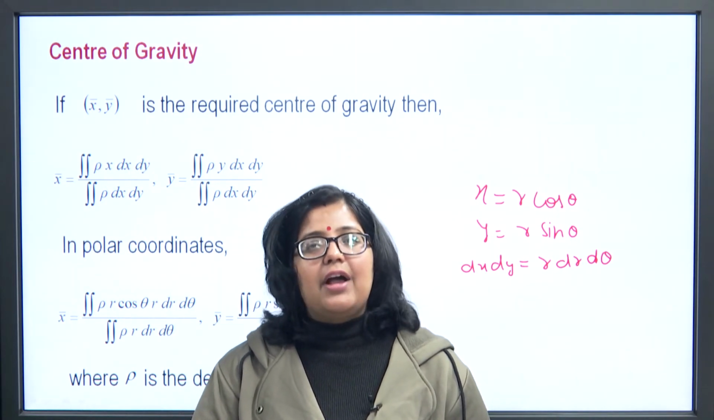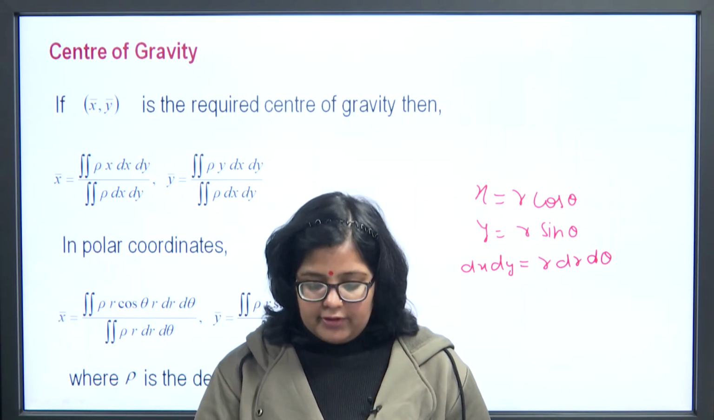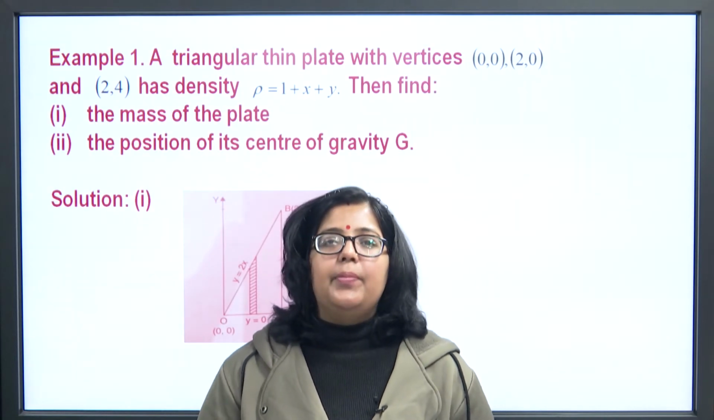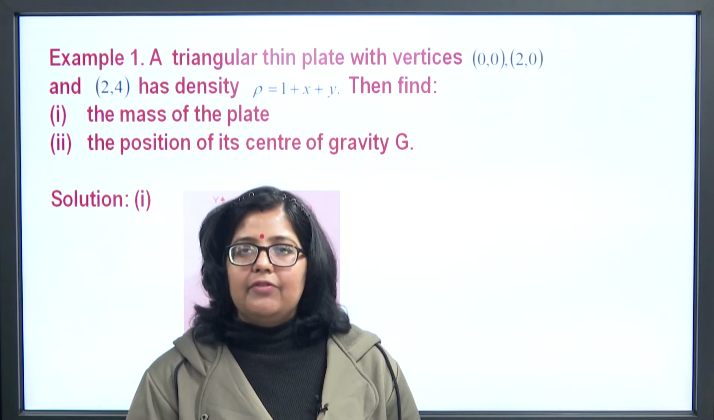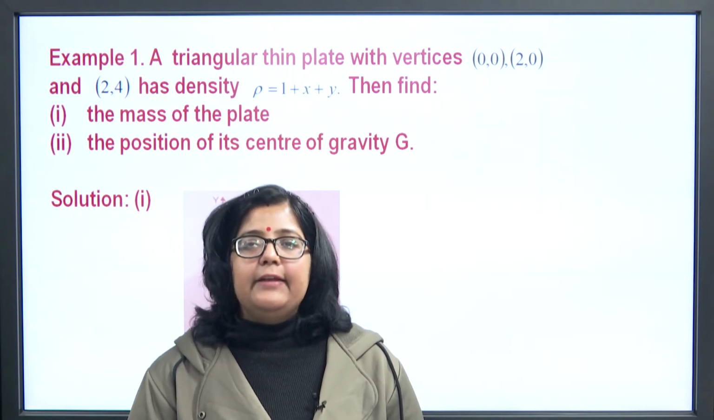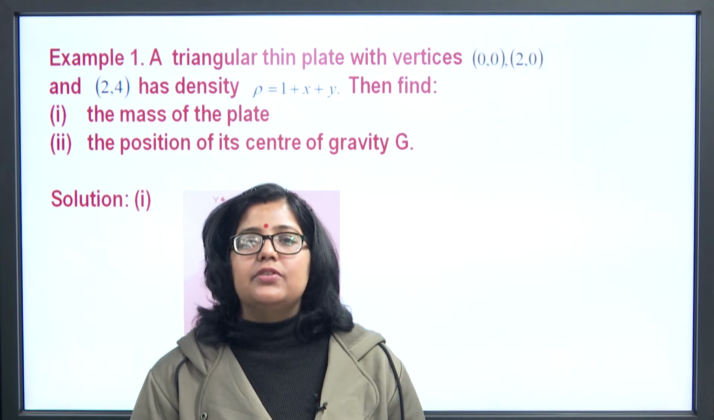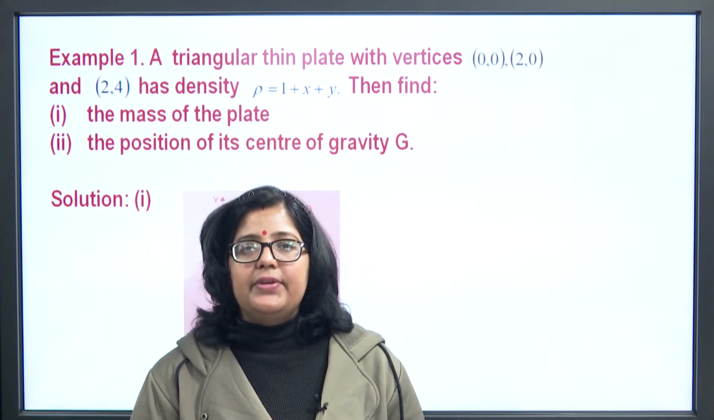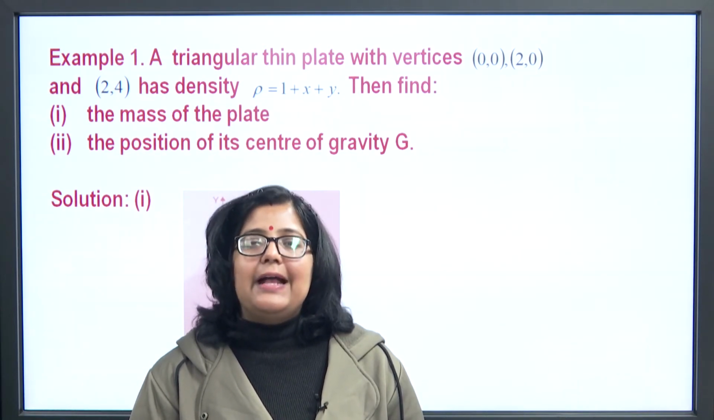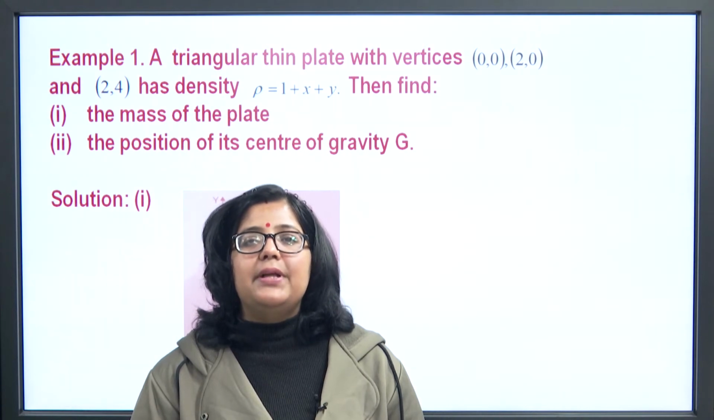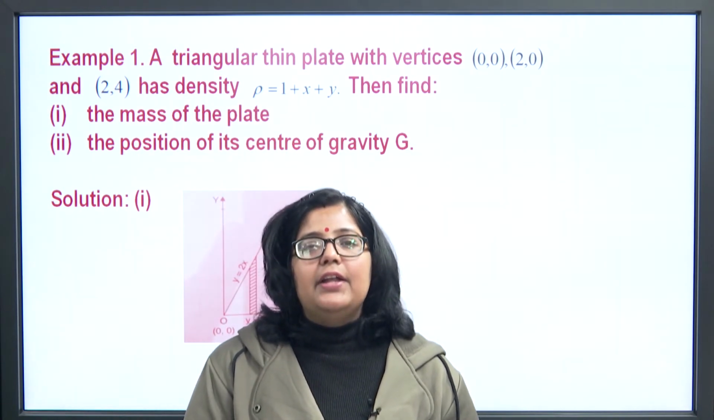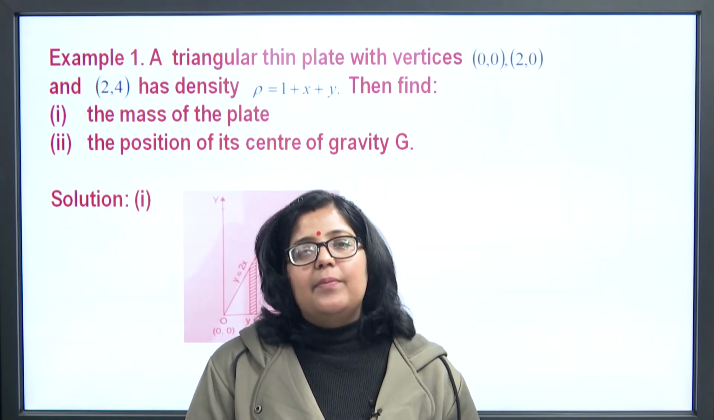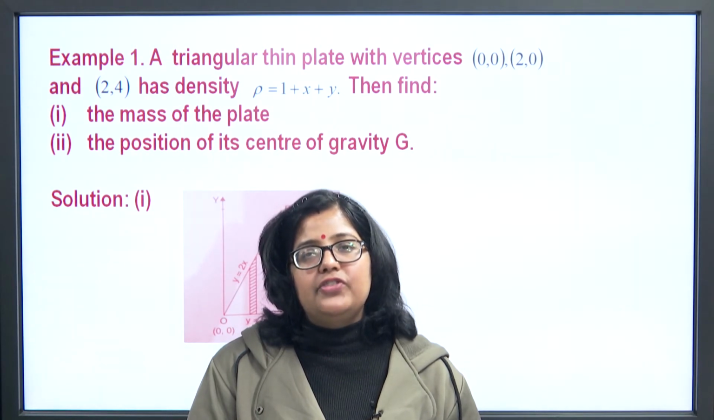So, we solve an example based on center of gravity. The example is about the center of mass and also center of gravity. A triangular thin plate with vertices (0, 0), (2, 0) and (2, 4) has density rho equal to 1 plus x plus y. Here the density is a function of x, y, so it is variable density. Find the mass of the plate and the position of center of gravity G.